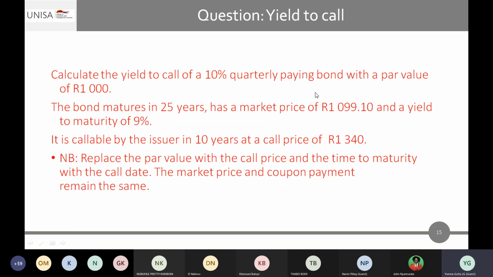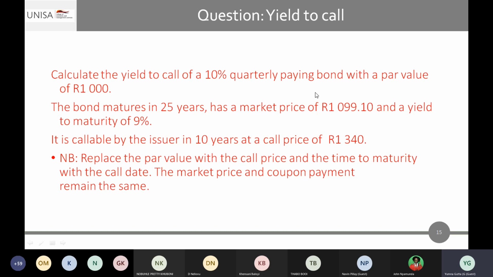Okay, so calculate the yield to call of a 10% quarterly paying bond. So we're working with 4 payments per year with a par value of 1,000 rand. The bond matures in 25 years time and the market price it's currently selling for is 1,099.10. And the yield to maturity is 9%. It is callable by the issuer in 10 years time at the call price of 1,340, right? Remember to replace your par value with the call price at the call date. The market price and coupon payment remain the same.